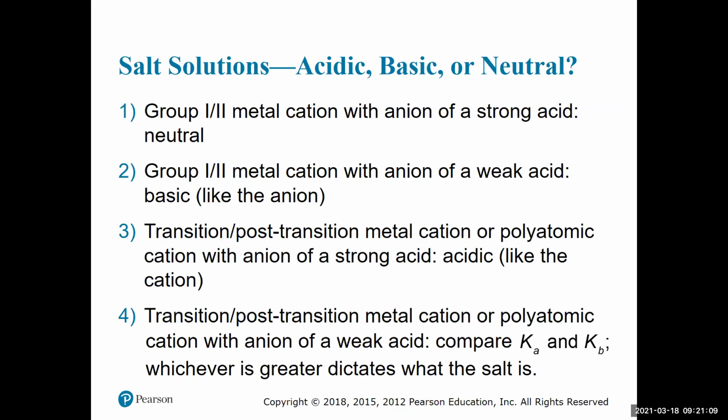Transition/post-transition metal cation or polyatomic cation with an anion of a strong acid. That's acidic. And then finally, post-transition metal cation or polyatomic cation with an anion of a weak acid. That's the one I said we're not going to worry a lot about, because we got to start looking at Kas and Kbs and figure some stuff out there. So this is just a summary of what we were talking about before. Certainly make sure you know the first three. If you want to learn the fourth one, great. But that one, like I said, is kind of a depends type answer. You got to see what the Ka and Kb values are and figure some stuff out.